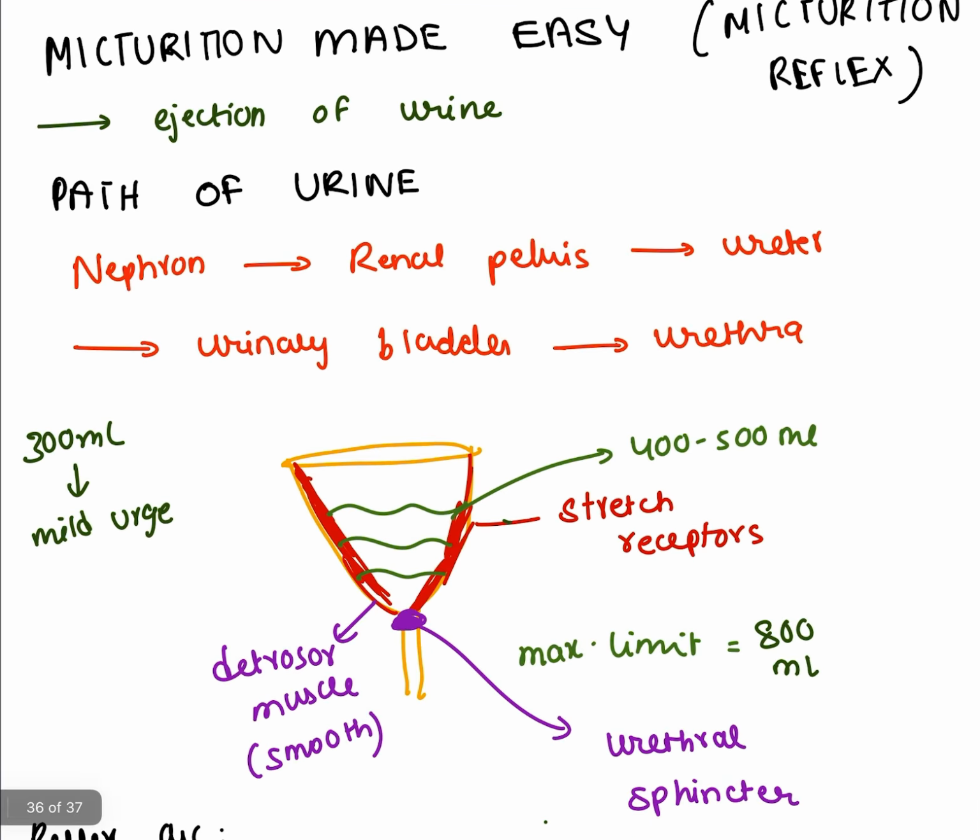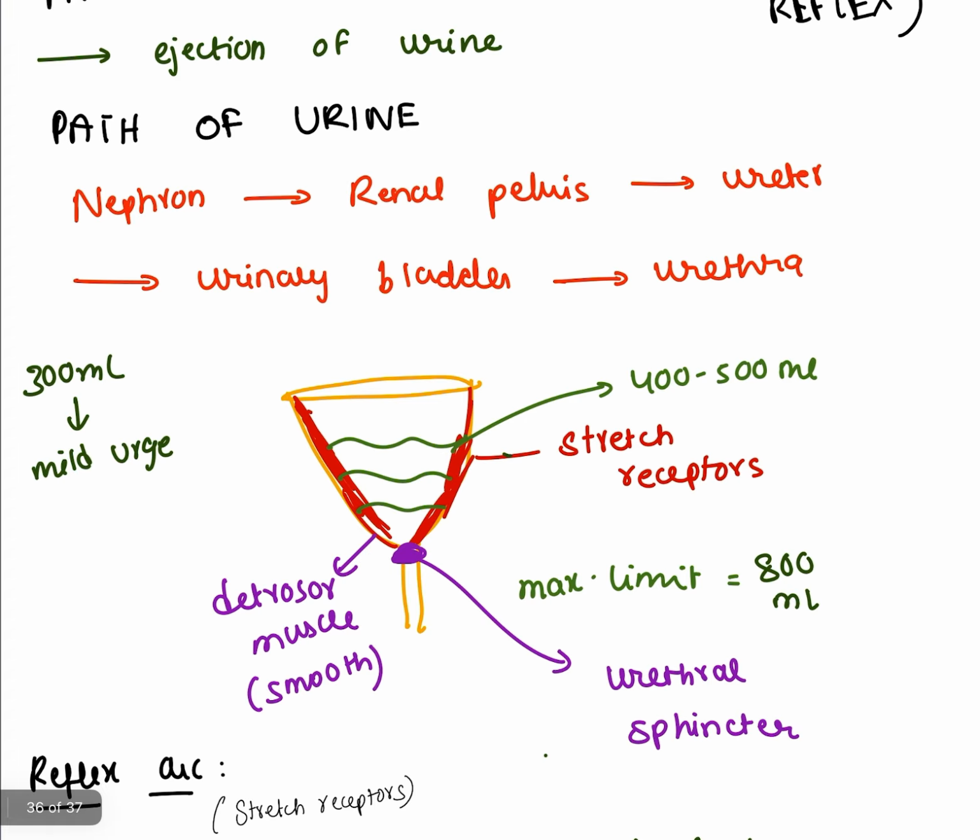So first of all, micturition means the ejection of urine. Now let's talk about the path of urine. Everyone knows that the urine forms in the nephron and the collecting duct collects it, and then it passes on to the renal pelvis in the medulla region of the kidney, and then from the renal pelvis it goes to the ureters. From there it goes to the urinary bladder and then eventually to the urethra.